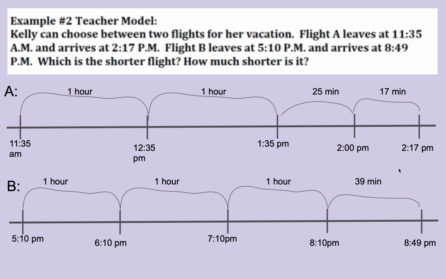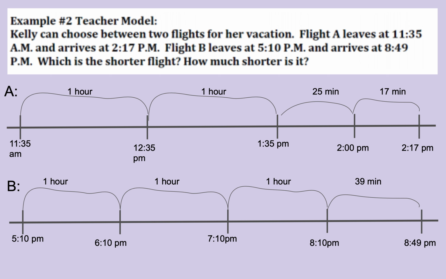On the number line, I can see how long it is from 5:10 to 8:49. So flight B is 3 hours and 39 minutes. Which flight is shorter? Just by looking at these number lines, I can tell right away flight A has to be shorter because flight A took 2 hours, whereas flight B took 3 hours. So right away, regardless of how many minutes it took, I know that flight A was shorter.